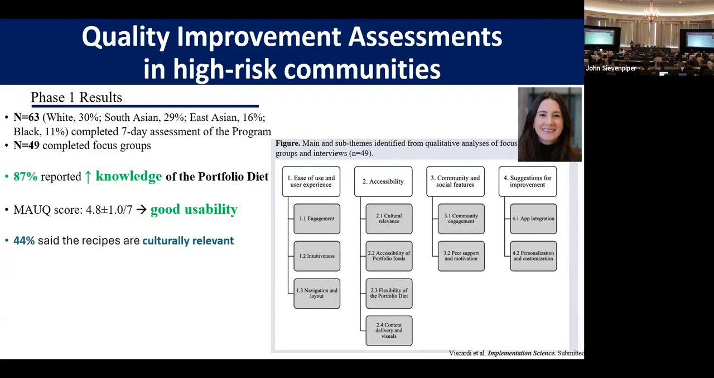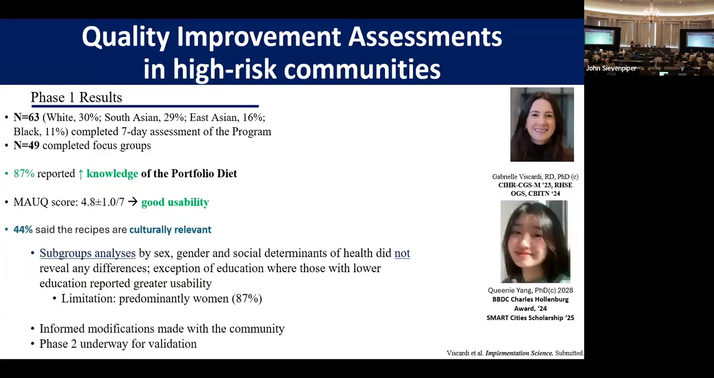So we worked with the community to submit recipes that are their traditional dishes, and we worked with them to make them something that could align with the portfolio diet and then put those back up onto the website. We also did subgroup analyses by sex, gender, and social determinants of health, which did not reveal any difference, with the exception of education, where those with lower education reported greater usability. And with that, we think that people that are highly educated probably have higher expectations of what a very simple app that's just supposed to help you engage with learning about a diet is really meant to do. And that was work that was led by Queenie. So this is informed modifications, and phase 2 is underway as we speak.